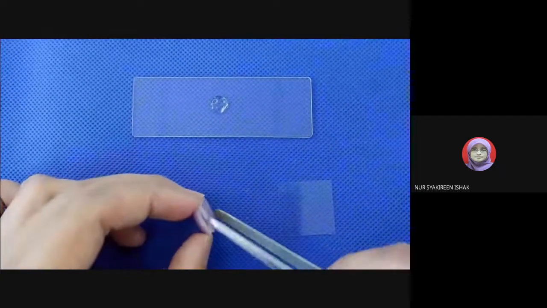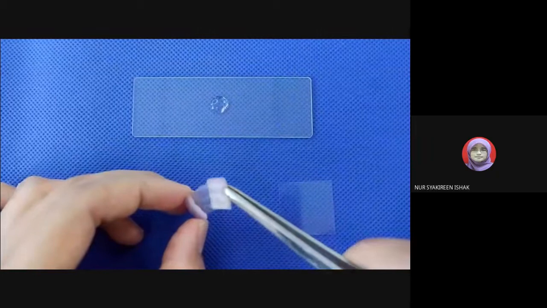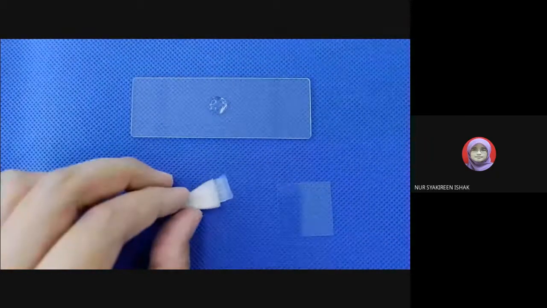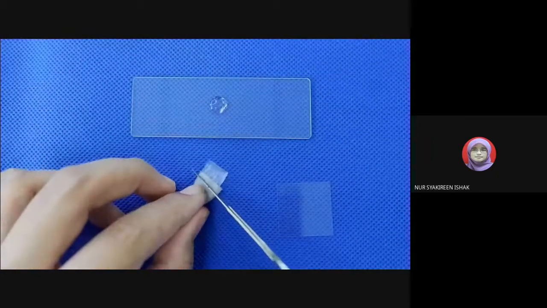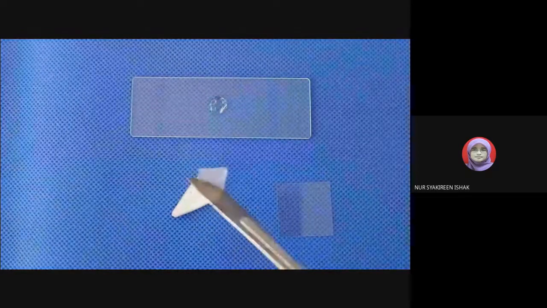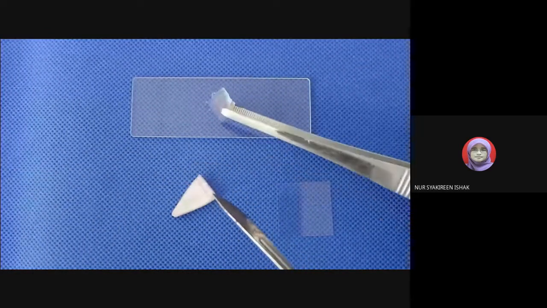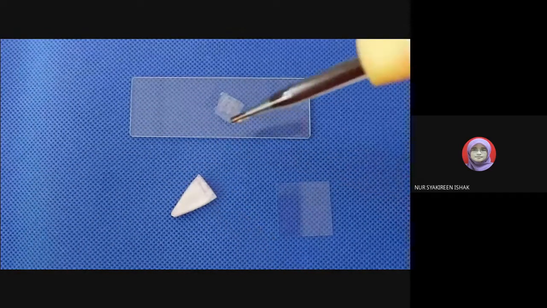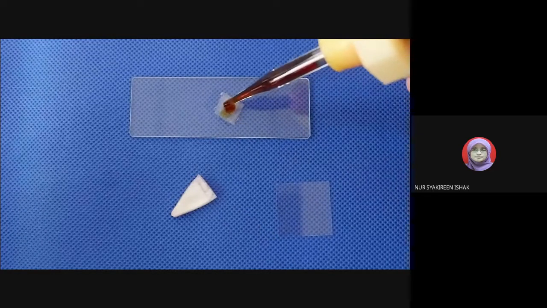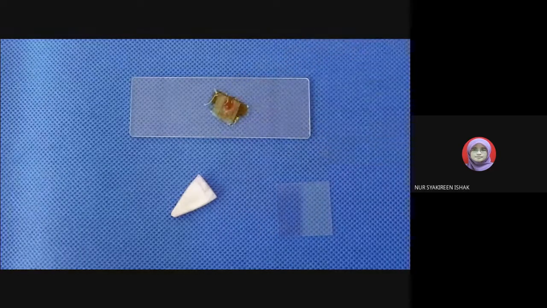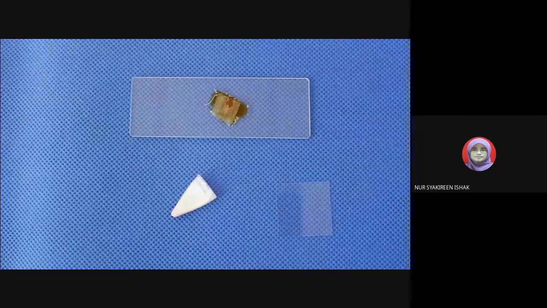Use forceps to remove the cutting. And carefully peel off the thin, transparent epidermis. Transfer the epidermis to the center of a microscope slide. And then put a drop of iodine stain on the epidermis. This is a wet mount.